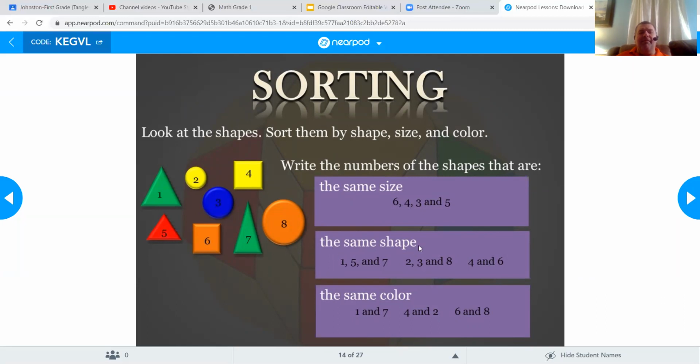The same shape, we have the triangles 1, 5, and 7. We have our circles 2, 3, and 8. And we have our squares 4 and 6. Now, if we want to look at shapes that are the same color, 1 and 7 are both green. 4 and 2 are yellow. And 6 and 8 are orange.